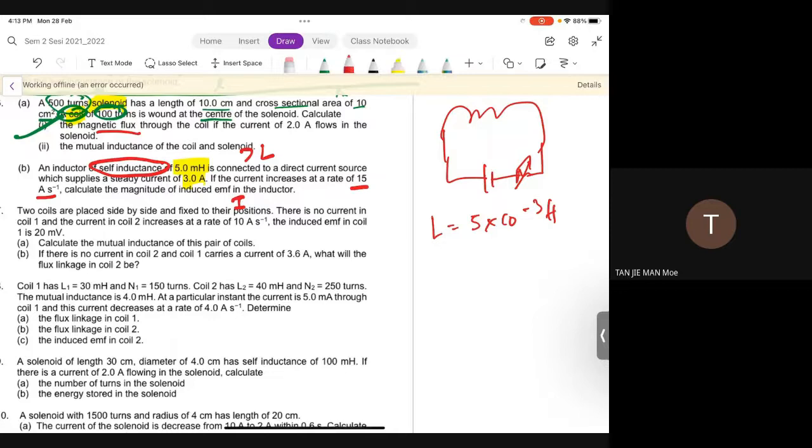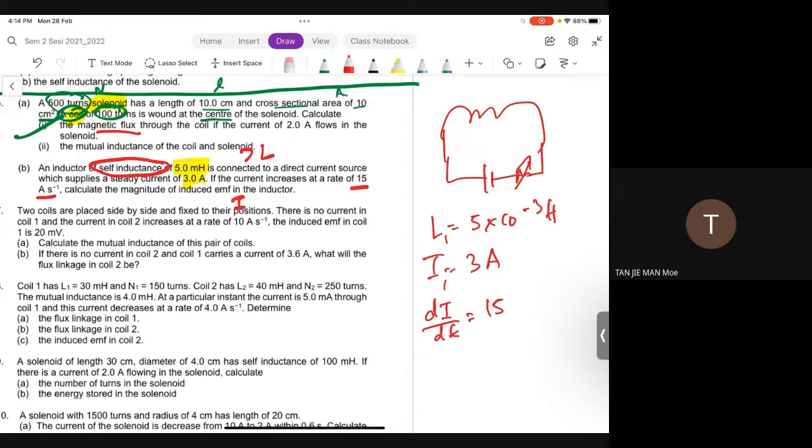Okay, and then dia bagi current 3 ampere. Ini semua hak milik satu-satu. Tak ada satu-dua sebab because this is self-inductance. Dia bagi rate of change adalah 15. Okay, so apa yang saya nak buat? Saya akan gunakan formula. Apa you nak cari sekarang ni? Magnitude of induced EMF.